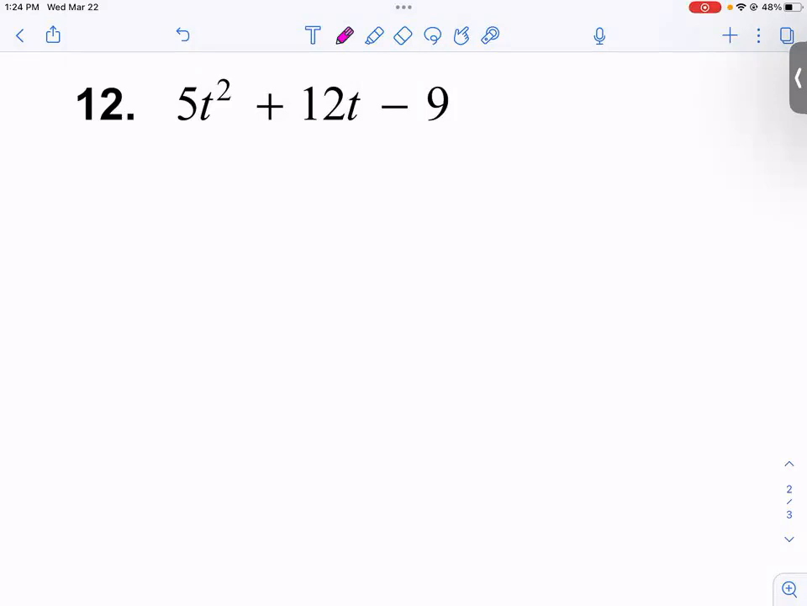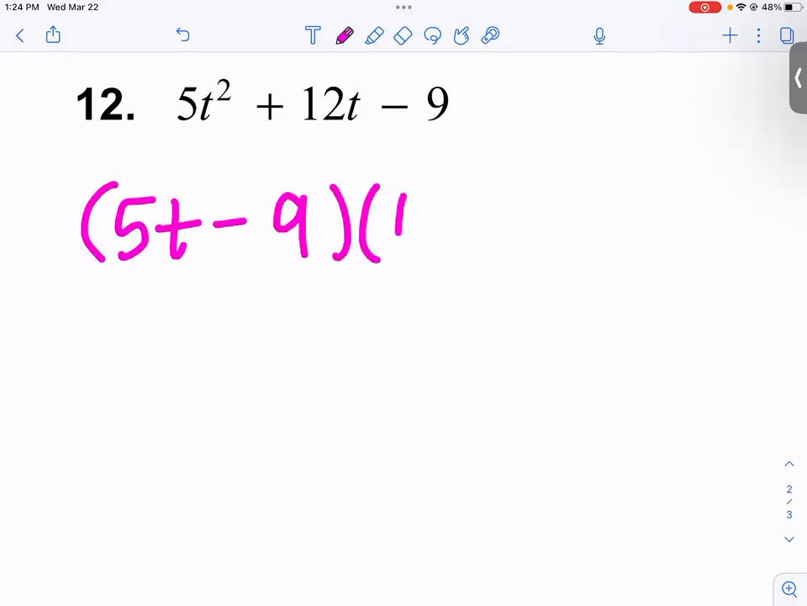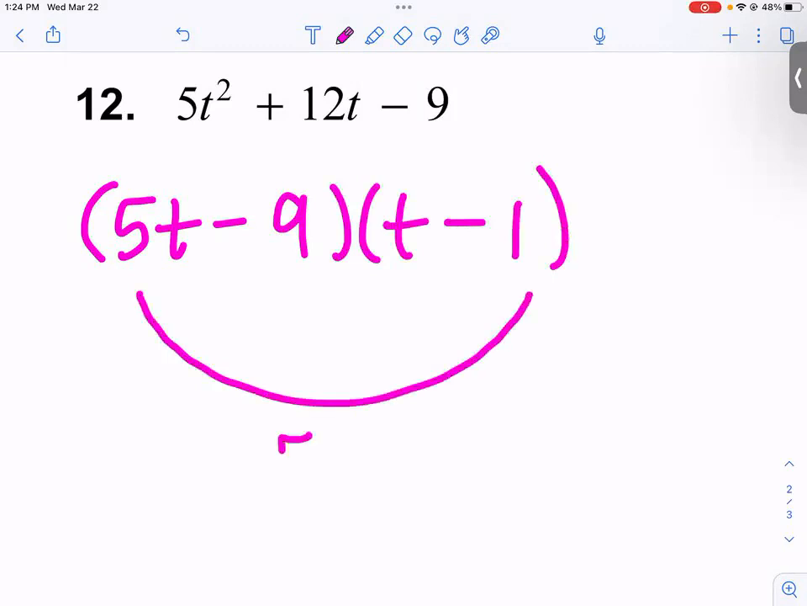Okay, who is really excited about their answer? Anna, what did you get? Do those add to be negative 12 or positive 12t? They don't, do they? Okay, that's okay. It's a trial and error process.